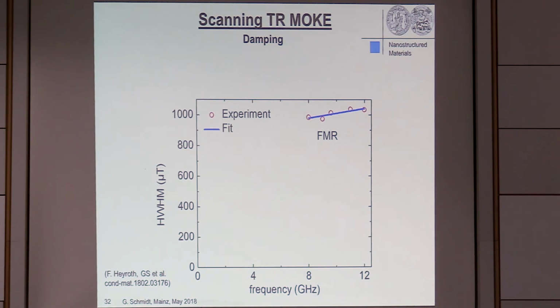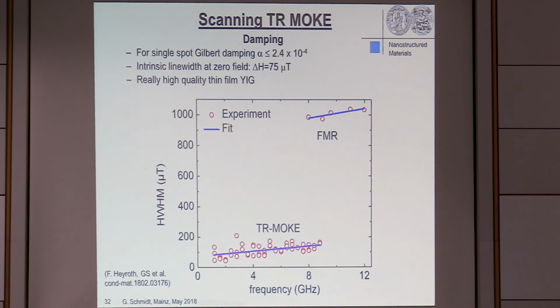So what about the damping? This is the result that we achieved with the optical measurements. For the optical measurements, we can get a damping. We did measurements here from about 1 gigahertz to more than 8 gigahertz, and for a single spot, the Gilbert damping is lower than 2.4 times 10 to the minus 4.